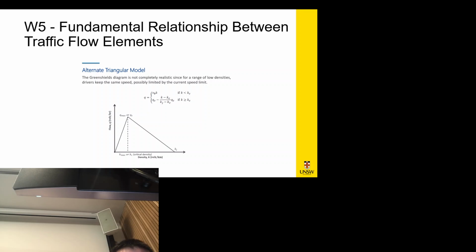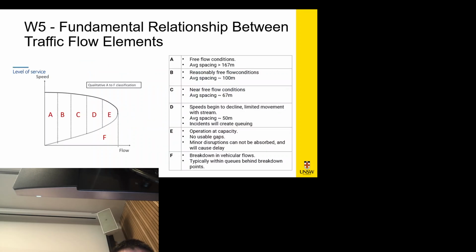And you also have different types of models as well. And lastly, there will be a question in week 5, which is the fundamental relationship between traffic flow elements. So what I want to mention here is that we can classify the level of service for a particular road from A to B to C to D to E to F, according to that graph. The key message here is that it's qualitative, so it's very subjective.